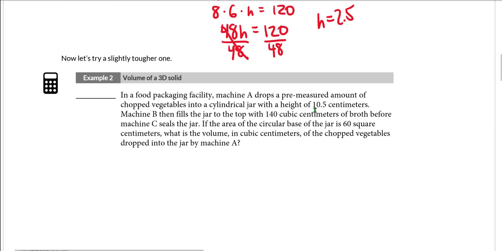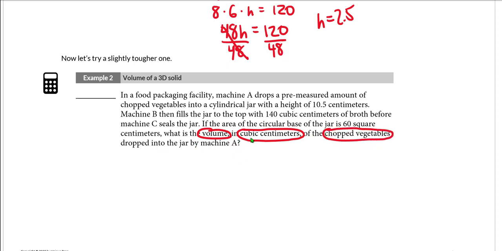Example 2, again, probably best to pause the video and try this on your own. In a food packaging facility, machine A drops a pre-measured amount of chopped vegetables into a cylindrical jar with a height of 10.5 centimeters. Sounds very appetizing. Machine B then fills the jar to the top with 140 cubic centimeters of broth before machine C seals the jar. If the area of the circular base of the jar is 60 square centimeters, what is the volume in cubic centimeters of the chopped vegetables dropped into the jar by machine A?